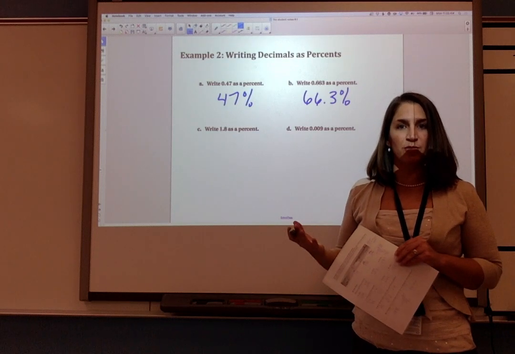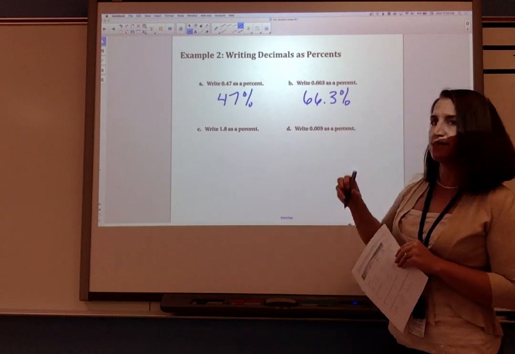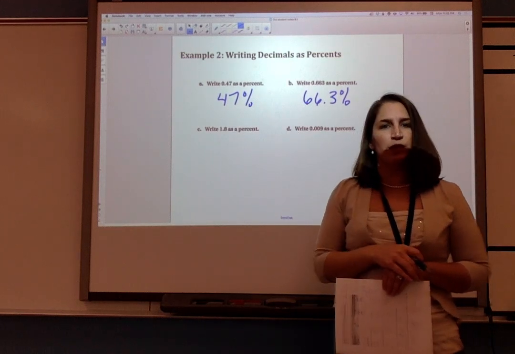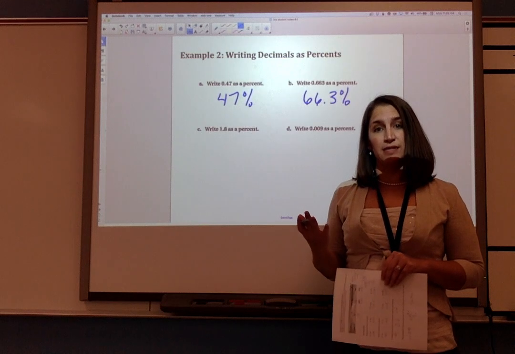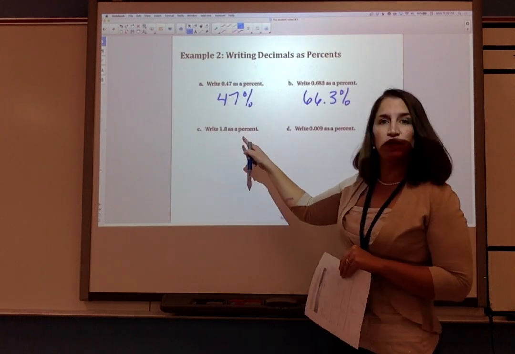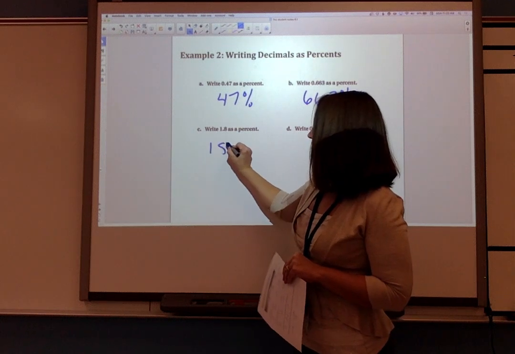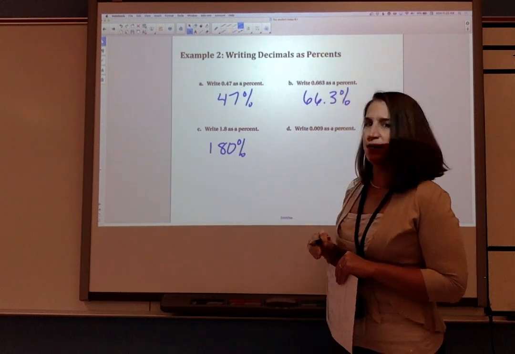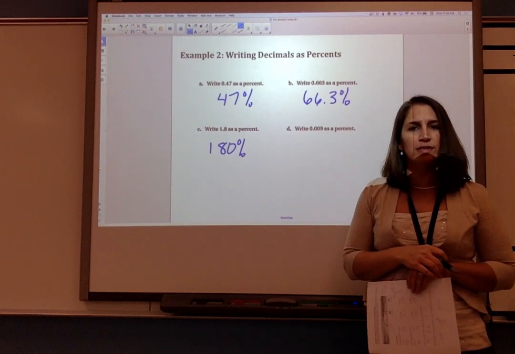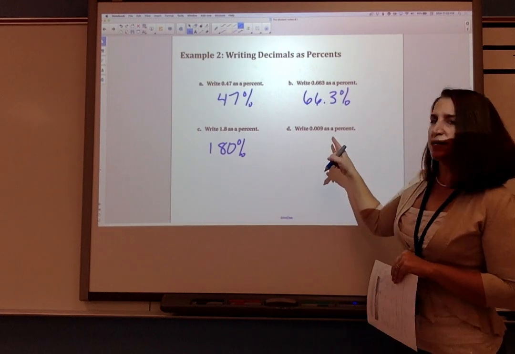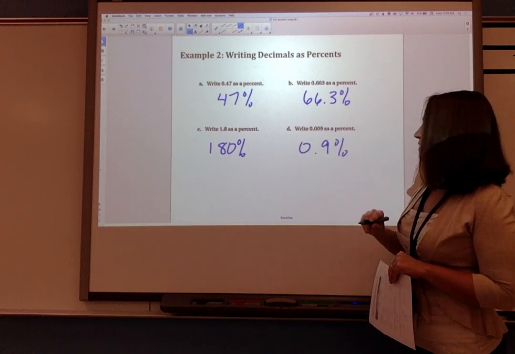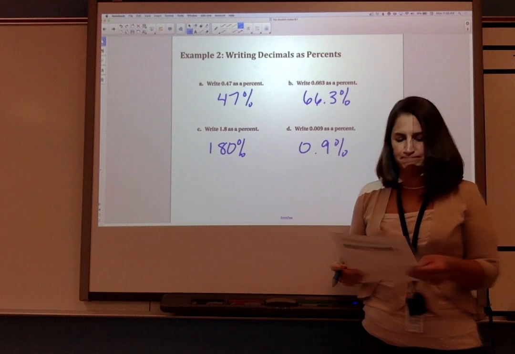Sometimes you would have a decimal within a percent. That's fine, 66.3%. Here we have 1.8 as a percent. Remember that 1 is 100%, so 1.8 is going to be more than 100%. We move the decimal point over 2 places, and we have 180%. And then the last one here, 0.009. When we move the decimal point over 2 places, we have 0.9%. So this is a little less than 1%.